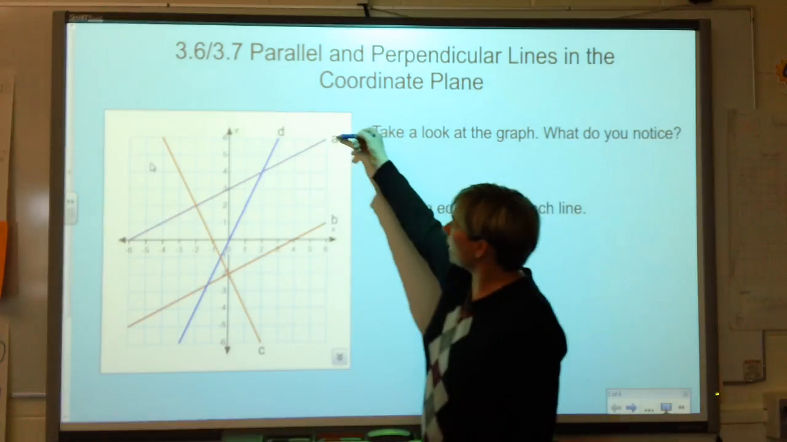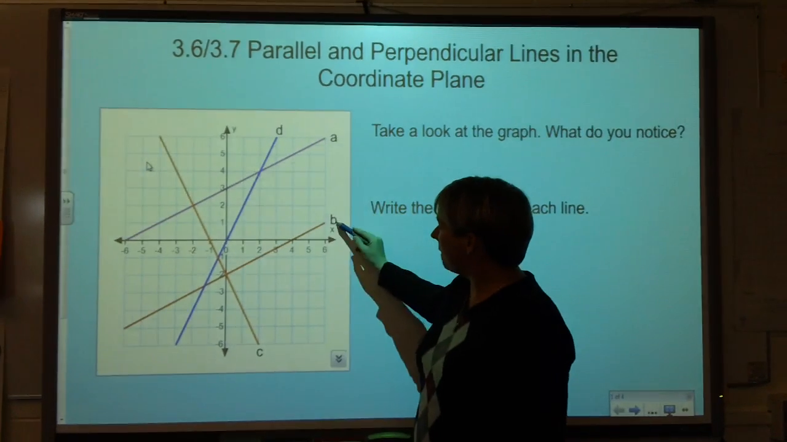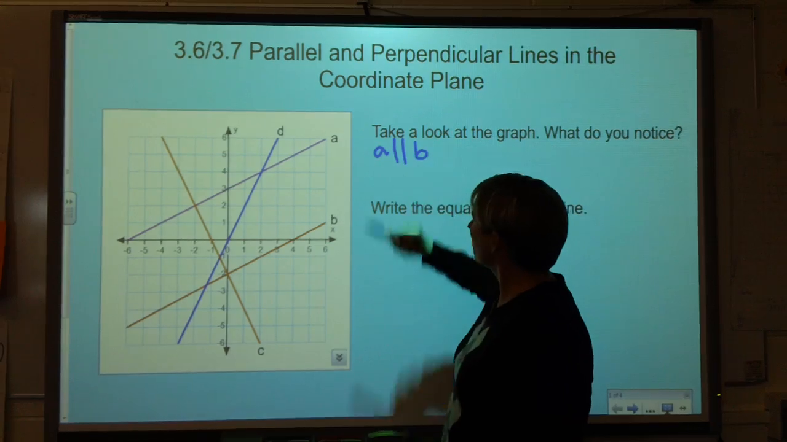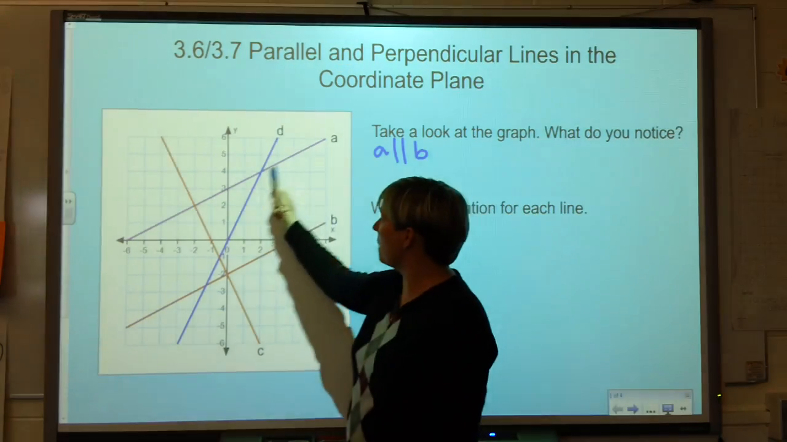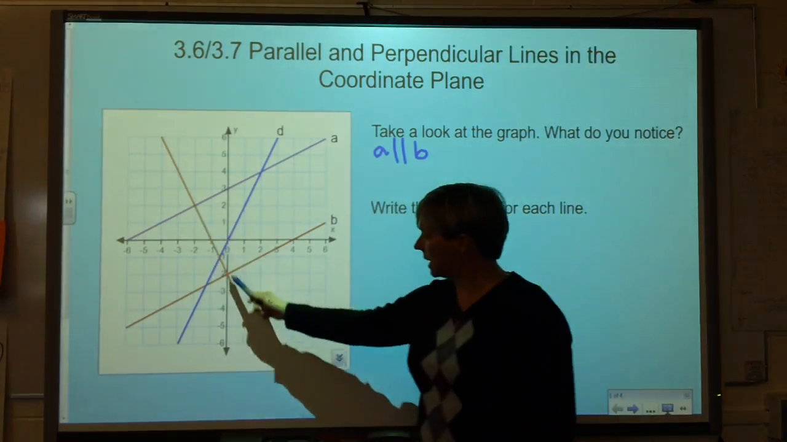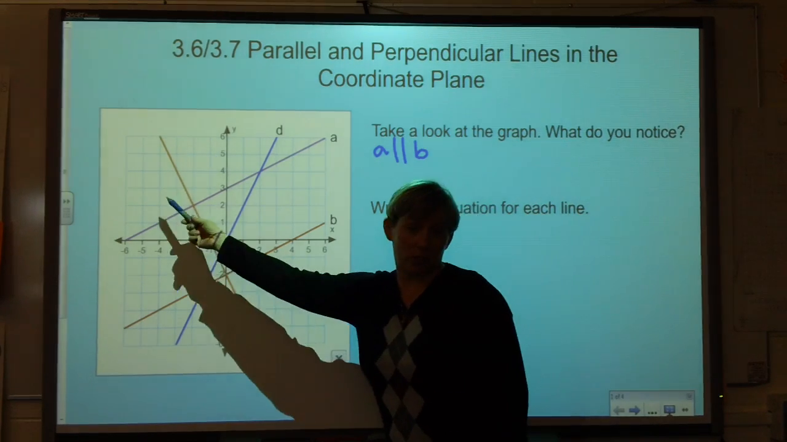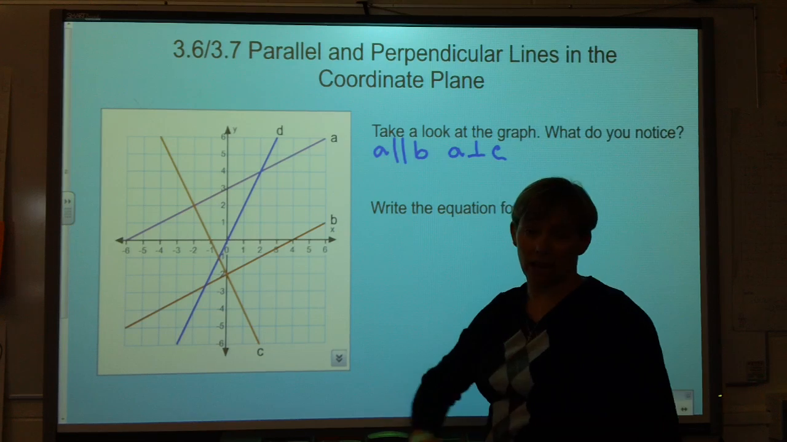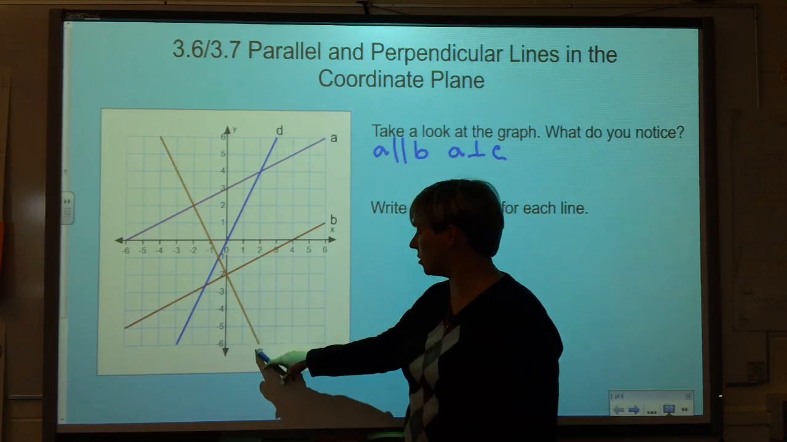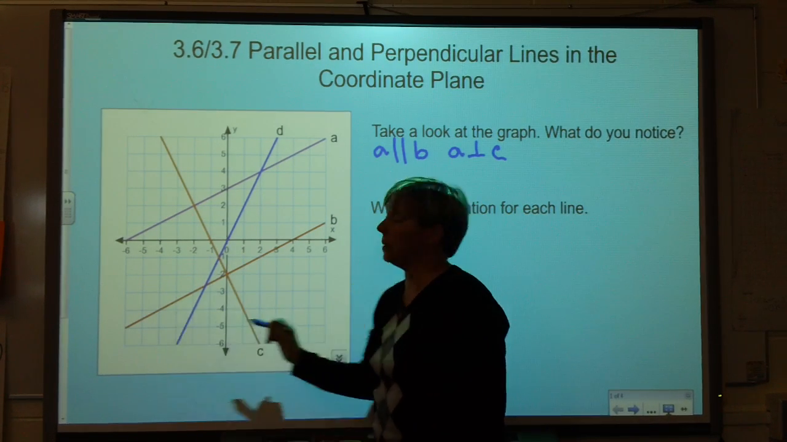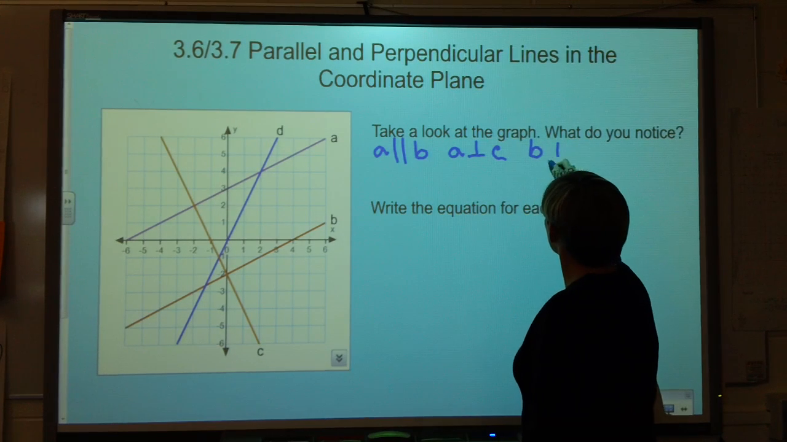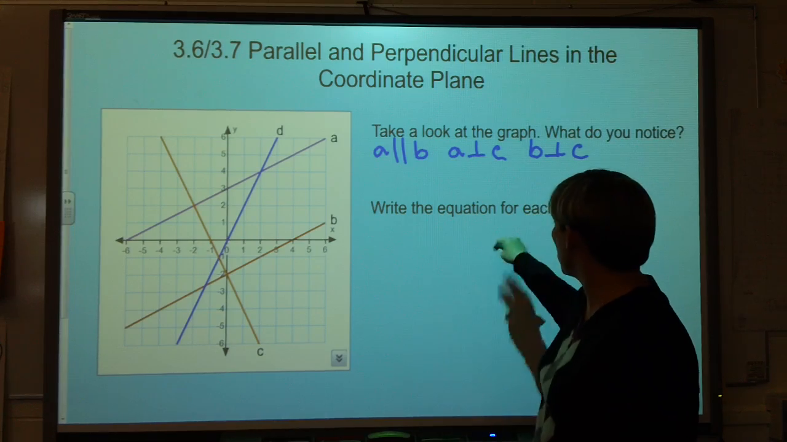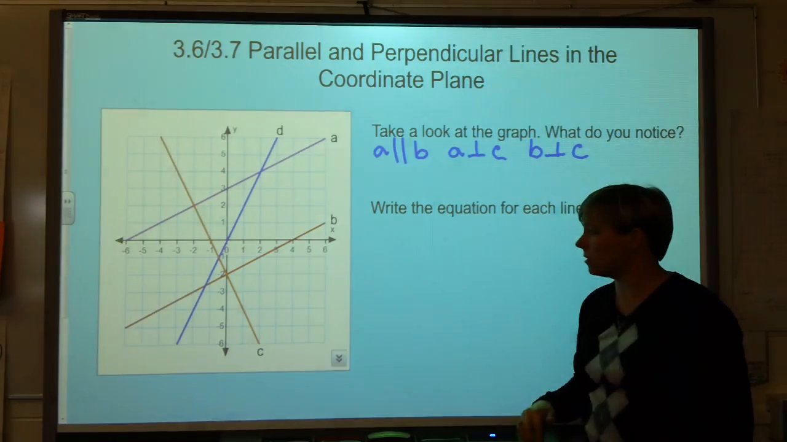We notice that line A, our purple line, and line B, our red line, are parallel. I also notice that A, my purple line, is perpendicular to C, my orange line. C is also perpendicular to line B. That's great. Let's review how to write the equations for these lines.